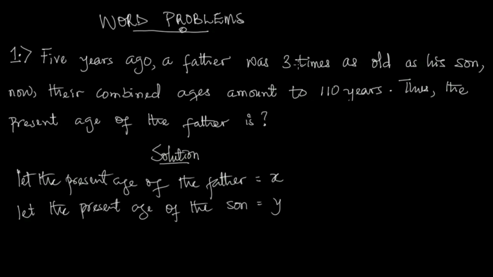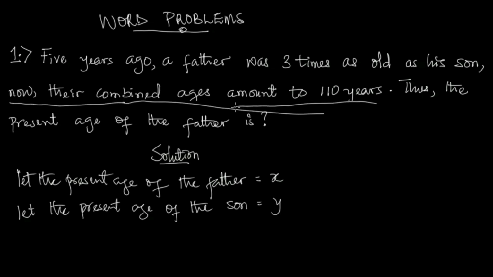5 years ago a father was 3 times as old as his son. Now their combined ages amount to 110 years. So the very first thing you have to do is to get the present ages. Whenever you have a question like this, deal with the present first. After dealing with the present, then you deal with the past. Alright, so now to deal with the present, let's interpret this line.